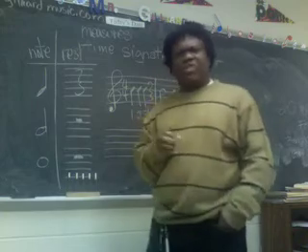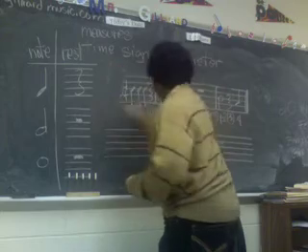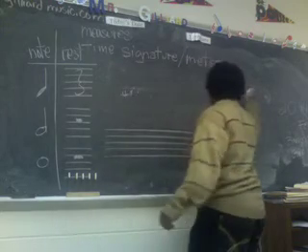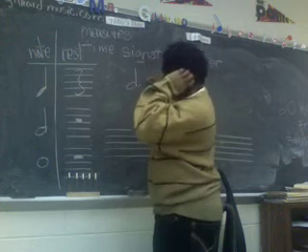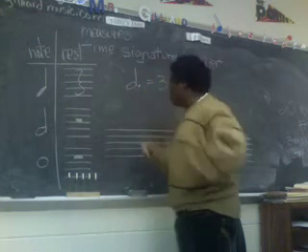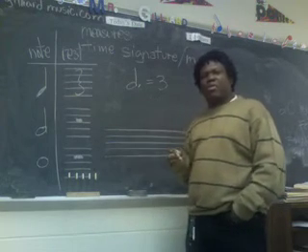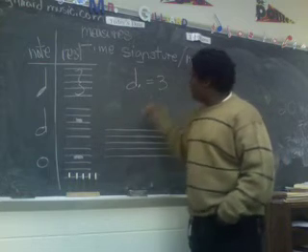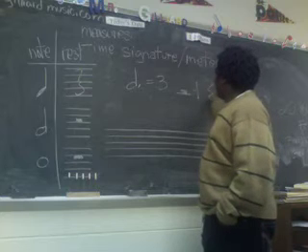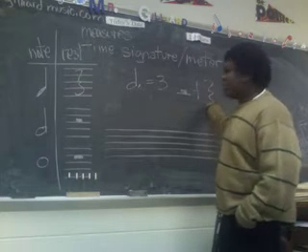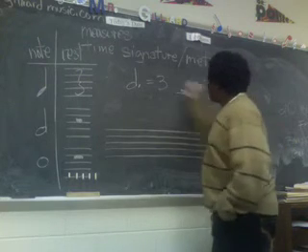Now, in our previous lesson, we learned about the dotted half note. Dotted half note was getting how many counts? 3. What combination of rests could we use to equal up to 3 counts? That is correct. A half rest and a quarter rest. 3 counts.